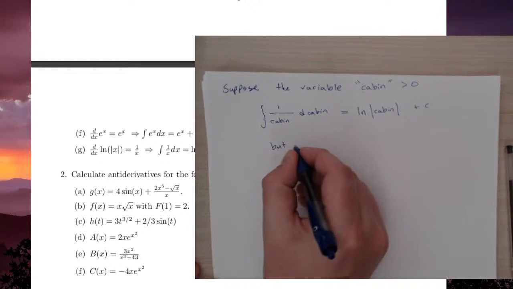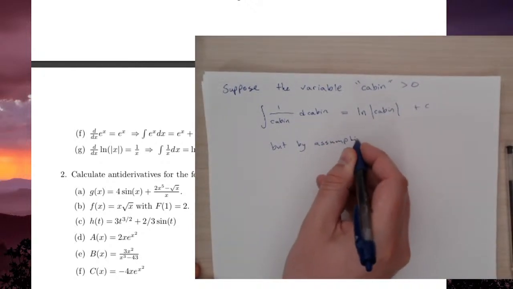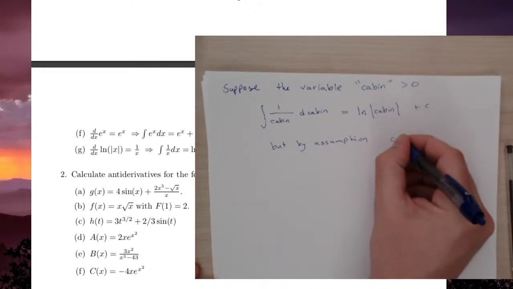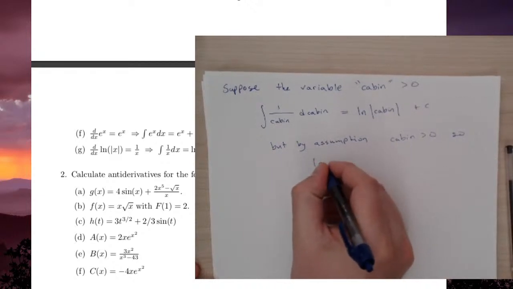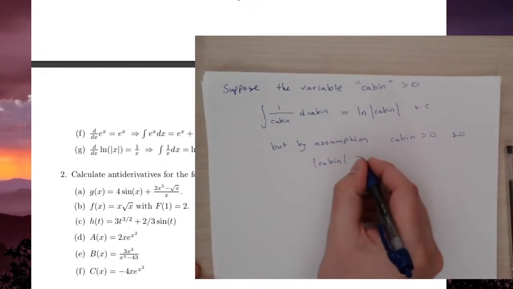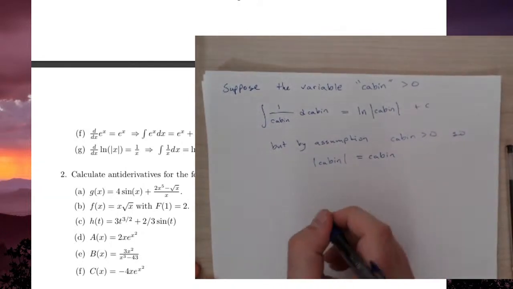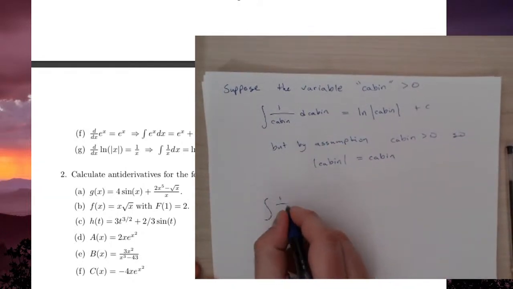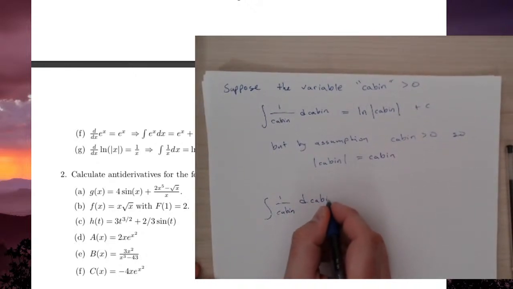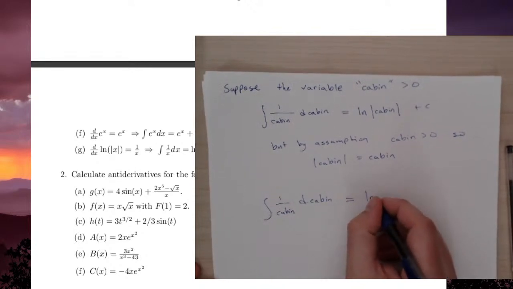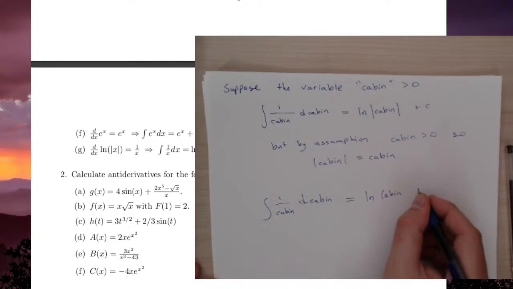But by assumption, cabin is greater than 0. So the absolute value of cabin just equals cabin. And so the antiderivative of 1 over cabin d cabin for all positive cabin is natural log cabin by the c.